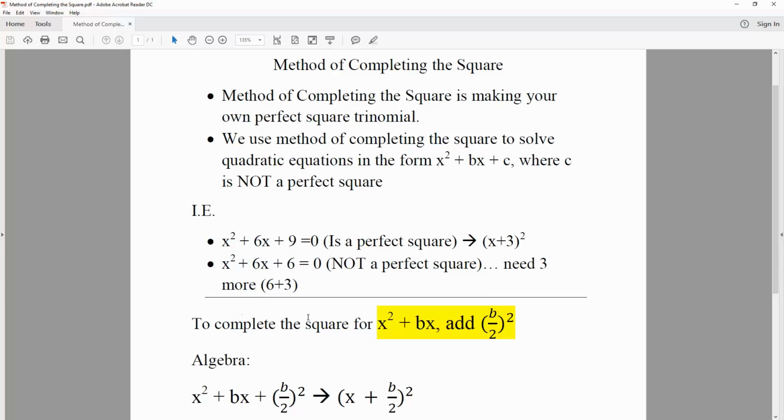So there's a way to make something like this into a perfect square. So to complete the square for x squared plus bx, we add b divided by 2 and we square it. So as an example, x squared plus bx plus, if we had b divided by 2 squared, we would have a perfect square. And we would get x plus b divided by 2 squared. So as an example, this right here can be converted into this. So now let's actually solve a problem.